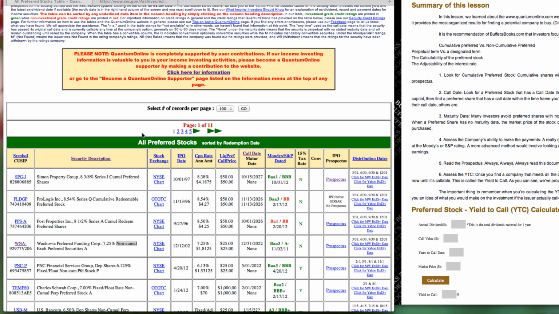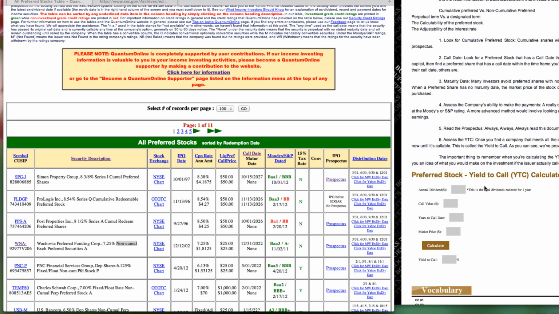Okay, so when we're looking at these different preferred shares, you're probably wondering, well, I have no idea how to assess how much this thing's worth or what kind of return I'd get on it. It just really doesn't make a lot of sense. And so what we're going to do is we're going to go ahead and value one of these preferred shares, and we're going to use the Buffett's Books yield to call calculator.